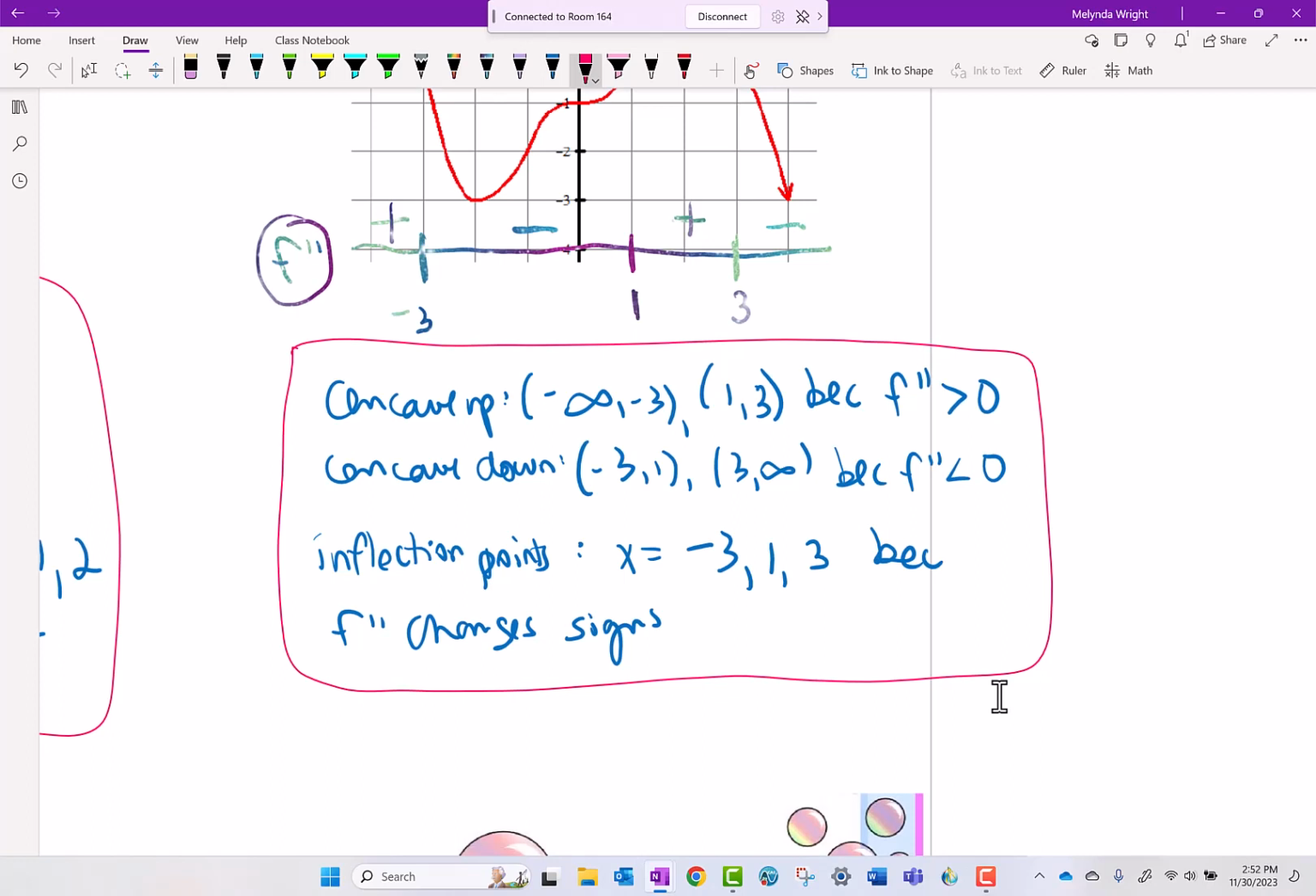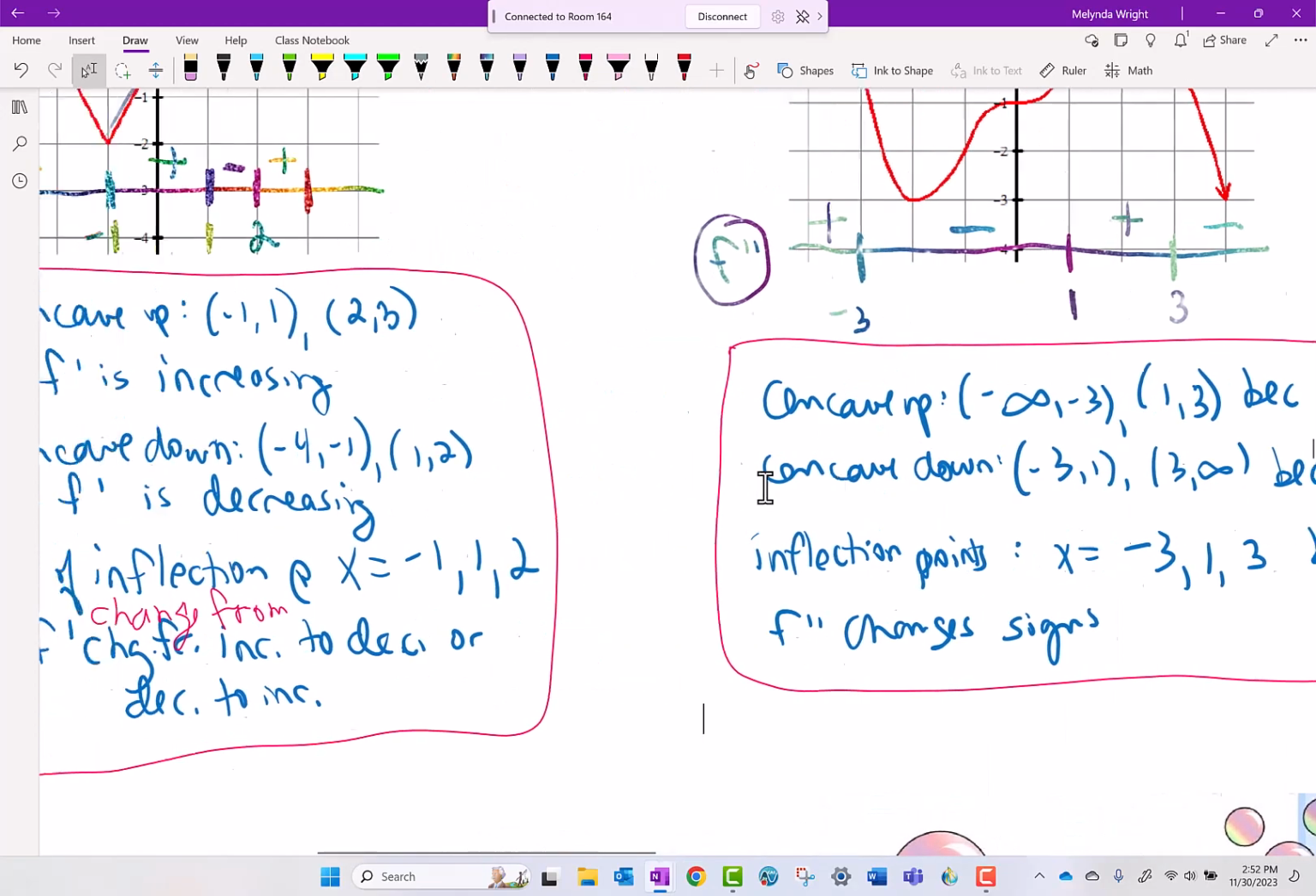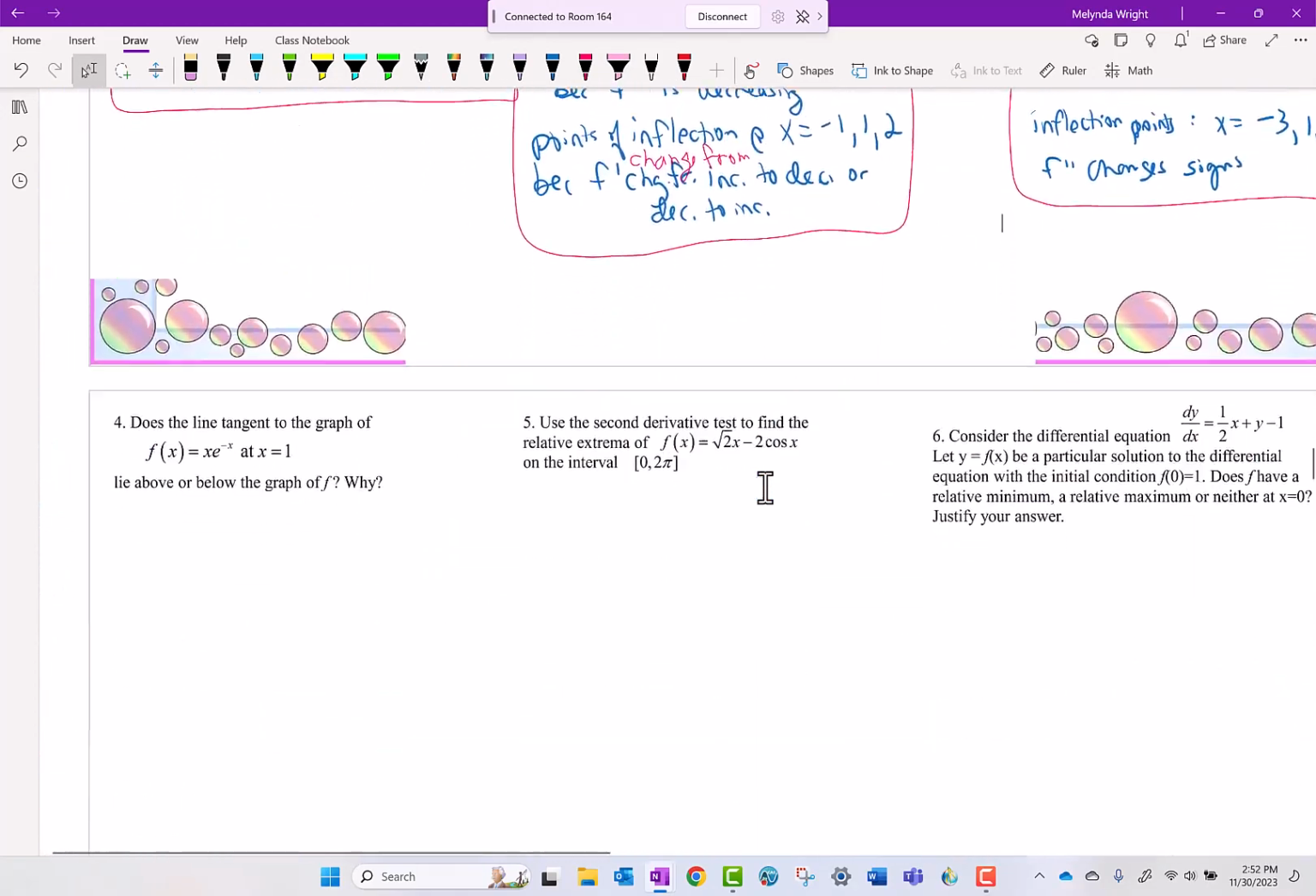All right, how we doing? We okay? Okay, we've got one more page of examples. So let's go to that.